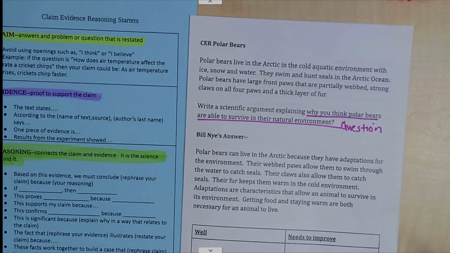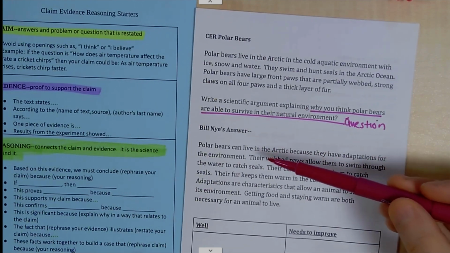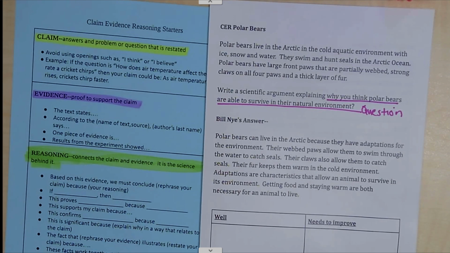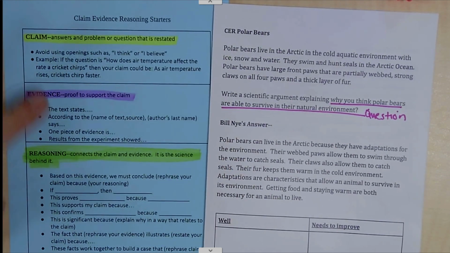And with Bill Nye, this is just, again, made up. We're trying to figure out a claim, evidence, reasoning from there. So it says, polar bears can live in the Arctic because they have adaptations for the environment. Their webbed paws allow them to swim through the water and catch seals. Their claws also allow them to catch seals. Their fur keeps them warm in the environment. Adaptations are characteristics that allow an animal to survive in its environment. Getting food and staying warm are both necessary for an animal to live. So we're going to use this to help us.